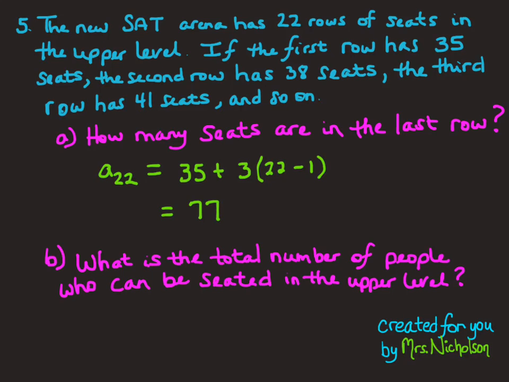Question B then: what's the total number of people who can be seated in the upper level of the arena? So this is asking me to find a sum of these 22 rows. S sub 22, that sum, is going to be equal to 22 divided by 2, the number of terms divided by 2, times the first term, 35, plus the 22nd term, the last term, which is 77. And that's equal to 1,232 seats.